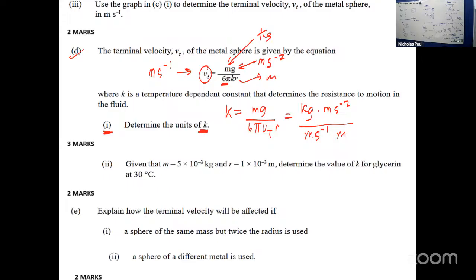Right, nice. So your m's will cancel, and one of the s will cancel. So I got kg m^-1 s^-1. Did you get that? All right, nice. Let's continue. So that's the second dimension, right? I didn't give you the units, so when you do it, I can see, right? I know someone that did it.